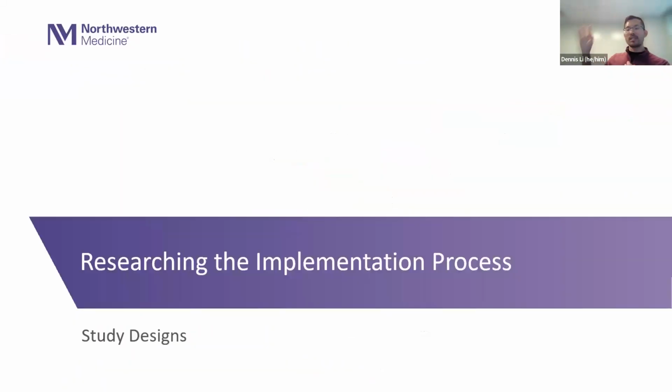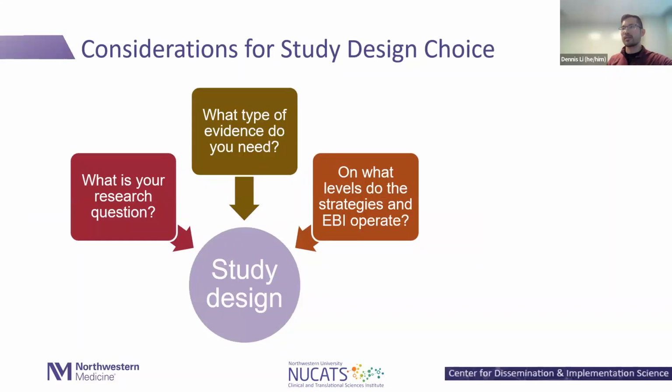So now that we have a decent idea of how we go about this process, how do we now research this process? And here's where we start talking about study designs, including the high-level considerations that Corey was talking about in the beginning. Your choice of partners, your choice of study population can determine how applicable or generalizable your findings are going to be. There are a number of other considerations for study design choice, like what is your specific research question? What type of evidence do you actually need to put forward to contribute to the literature? And on what levels do the strategies and the evidence-based intervention operate?